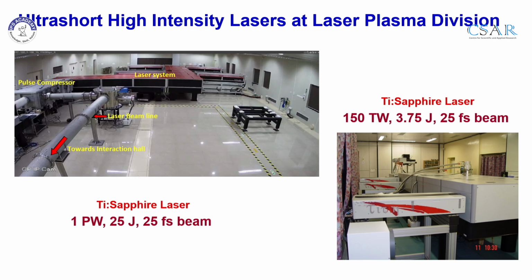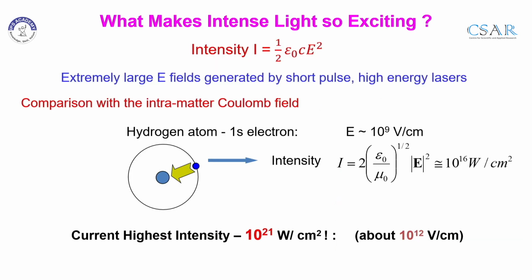So we do have ultra short high intensity lasers at the Laser Plasma Division at RRCAT. This is our flagship project, the Ti:Sapphire laser, which is giving 1 petawatt power, 25 joule of energy, and 25 femtosecond pulse. And this is the 150 terawatt, again Ti:Sapphire medium, and it can provide 3.75 joule laser energy. This is a tutorial talk, so I will give a brief introduction on what we are doing and why we want to study the interaction at high intensity.